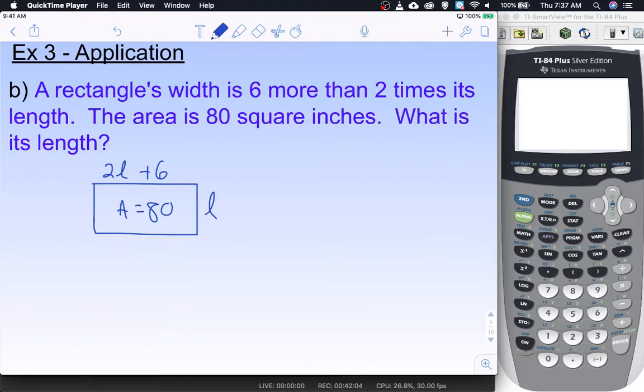If that's as far as you got, and you got even stuck there, hopefully this got you better. Pause the video and see if you can go farther. Everybody else, we're going to keep going. Area equals length times width. Plugging in what I know.